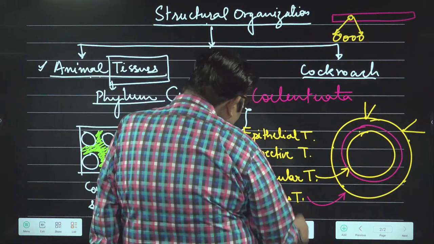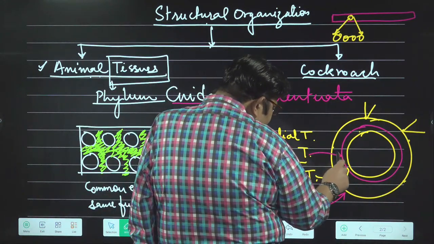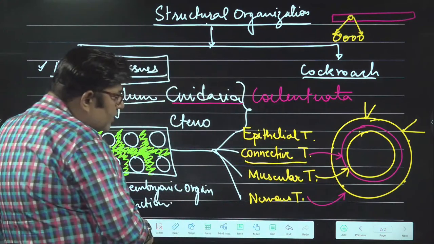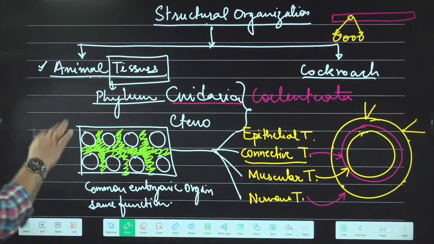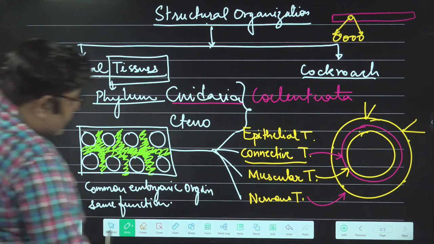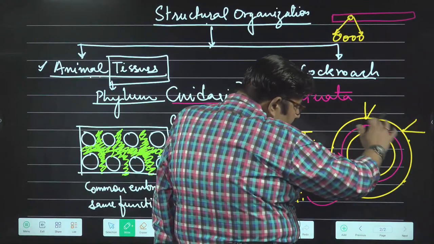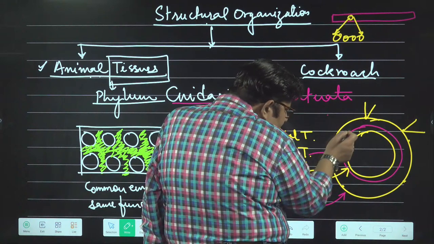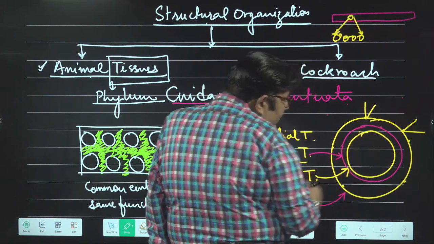Then we have the connective tissue, and connective tissue also originates from the mesoderm. So connective and muscular tissue have a common germ layer. But that does not mean they originate from the same place. In the entire mesoderm, in some places connective tissue originates, in some other places connective tissue originates, and somewhere else another connective tissue originates.